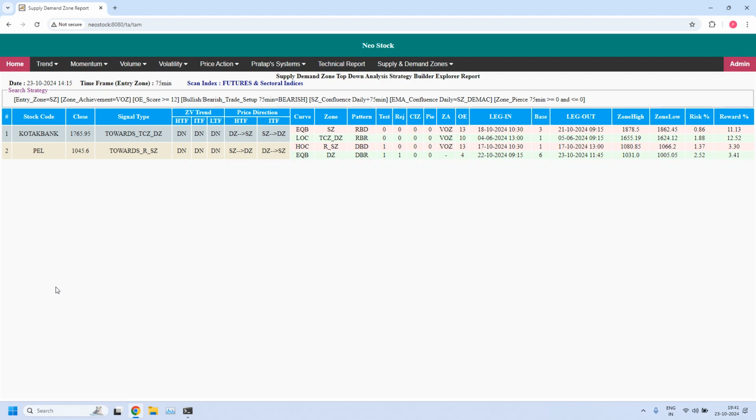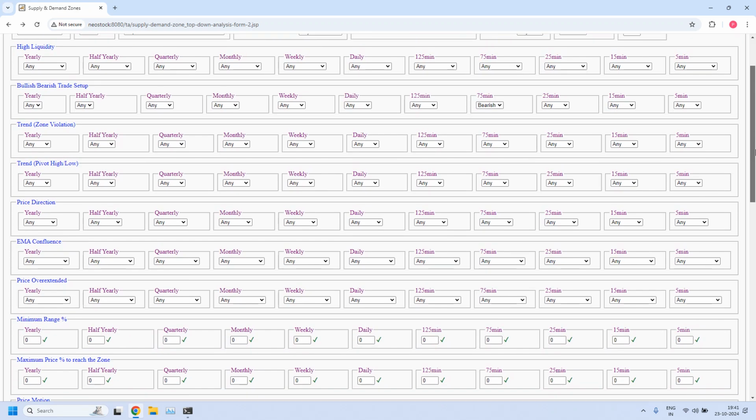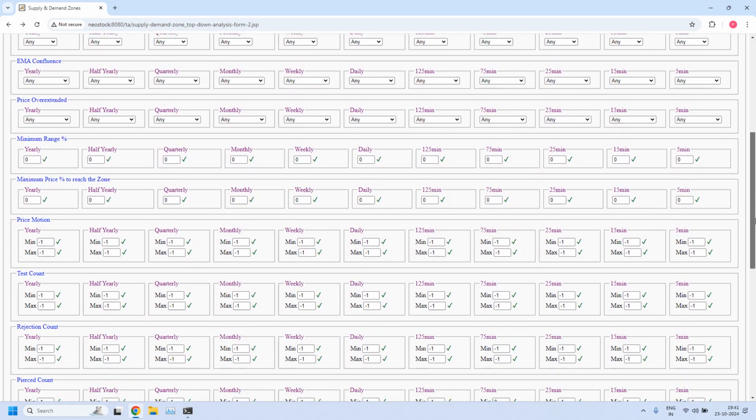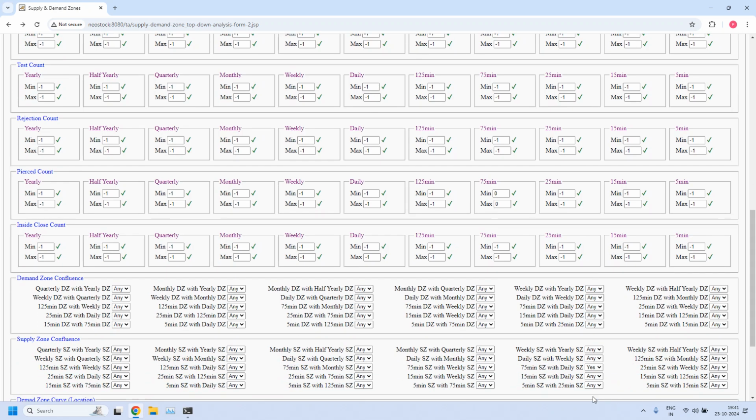Okay, next let us look for LTF, ITF, HTF confluence supported stocks. Removing EMA filter, LTF, ITF, HTF. That means 75 minute supply zone should be part of daily supply zone. Both together again part of weekly supply zone. So 3 filters we should set. Already 1 filter we set. Daily supply zone with 75 minute supply zone with daily supply zone is enabled. Next 75 minute supply zone with weekly supply zone we are enabling. Daily supply zone with weekly supply zone confluence also enabled.